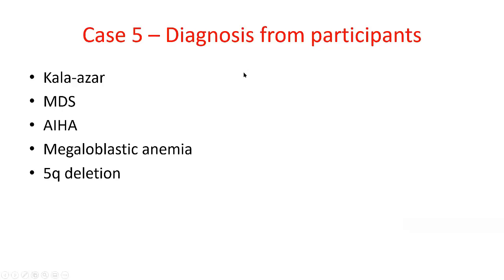Now these are the diagnoses I got from you. Kala-azar. The majority of you have labeled it as MDS, which is a correct diagnosis. Though, of course, some of you have given the genetic workup also. Autoimmune hemolytic anemia was another one. Megaloblastic anemia, I may not agree, because in both of them, what you find is megakaryocytic hyperplasia and erythroid hyperplasia, in autoimmune hemolytic anemia as well as in megaloblastic anemia. But to my surprise, many of you have diagnosed it correctly as 5q deletion.